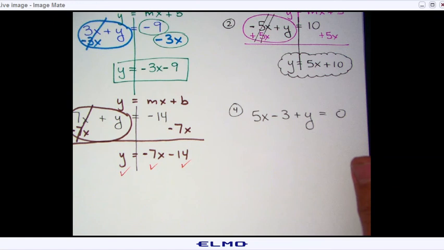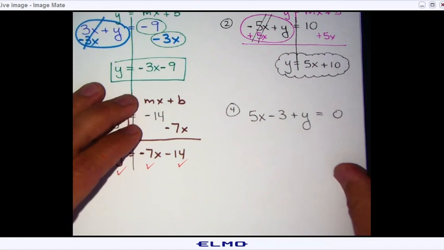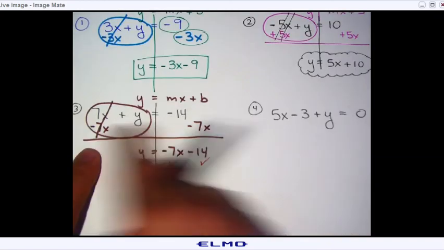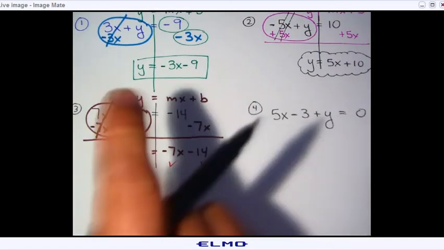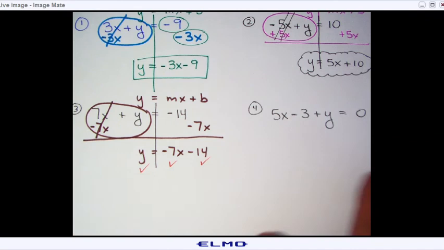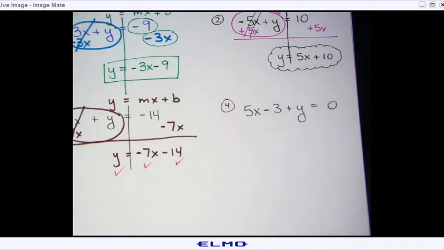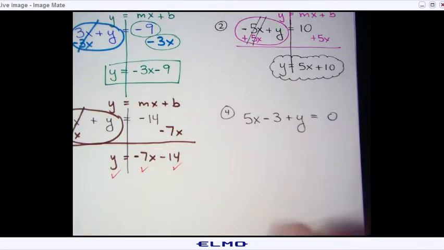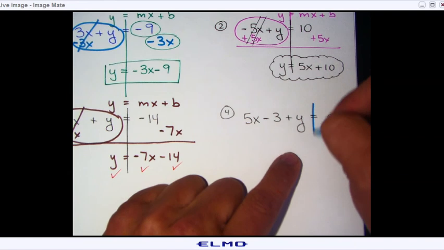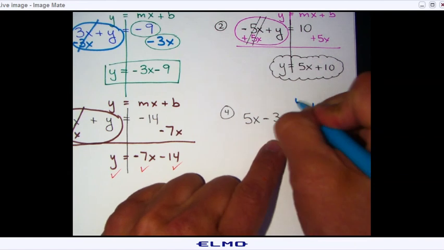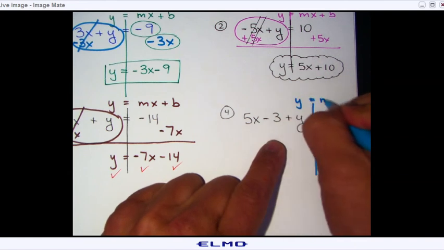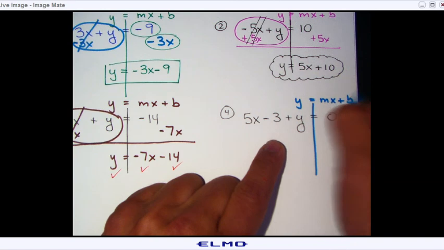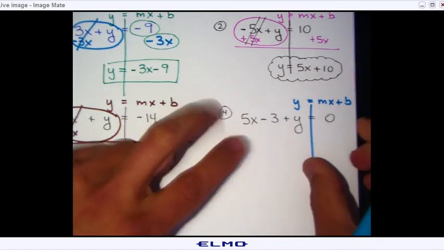When they change it up, this is where, again, a lot of kids are like, huh? I don't get it, because it doesn't look like this, right? So watch this. What I do, you do the same thing you've been doing. What was the first step we did? Y equals mx plus b, right? So here we go. Y equals mx plus b. Don't change anything that you've been doing.